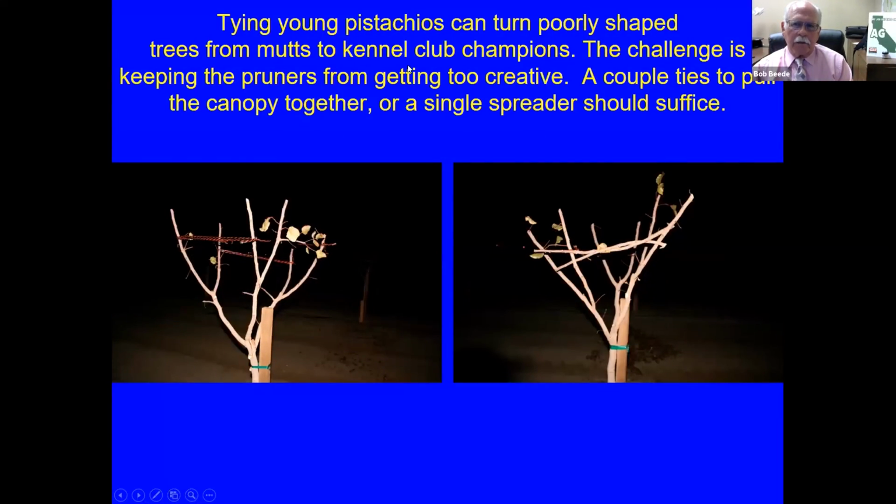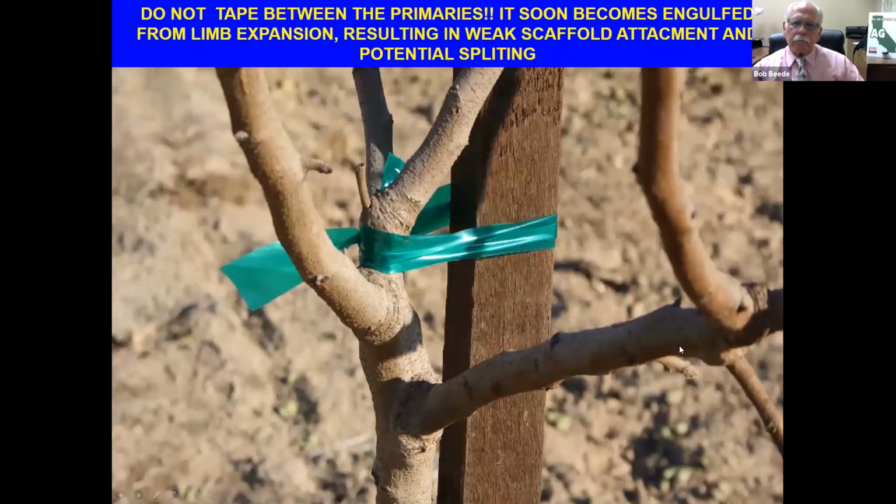Tying young trees turns poorly shaped trees from what I call mutts into kennel club champions. The challenge is keeping the pruners from getting too creative with this because you can burn up a lot of money with tying or spreading. But here's a tree that's been beautifully tied to create this primary and secondary branching in the second growing season. And here the tree was a little too tight, and so the pruner created a spreader.